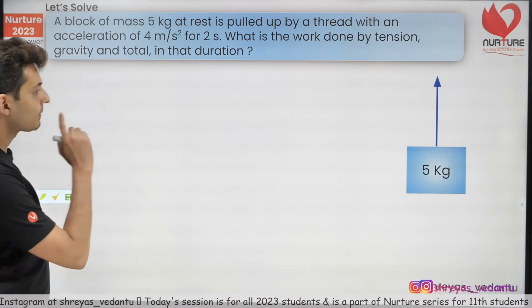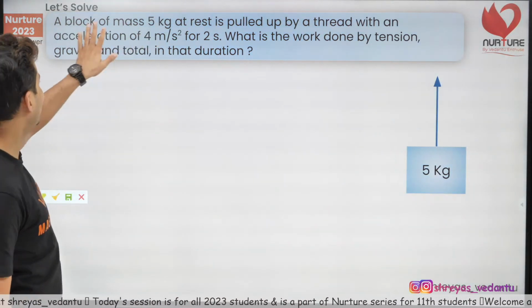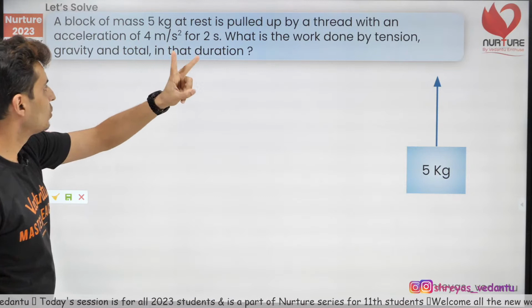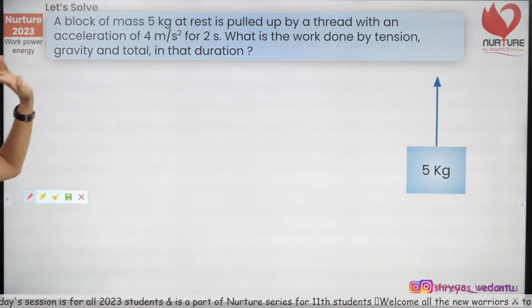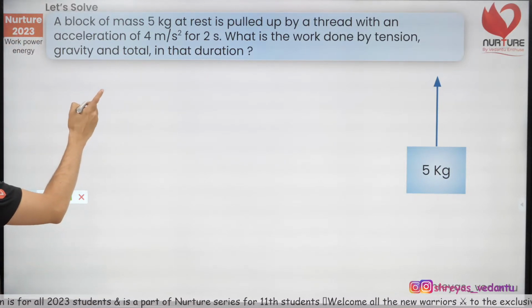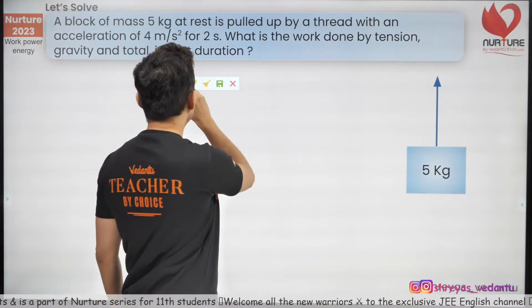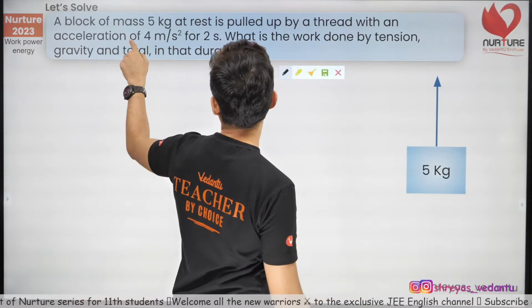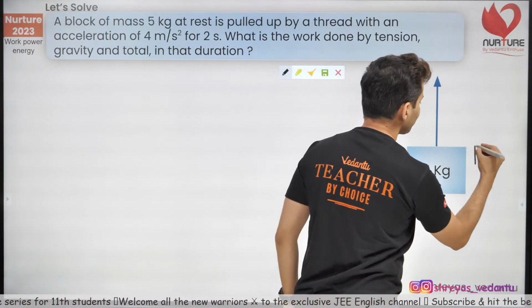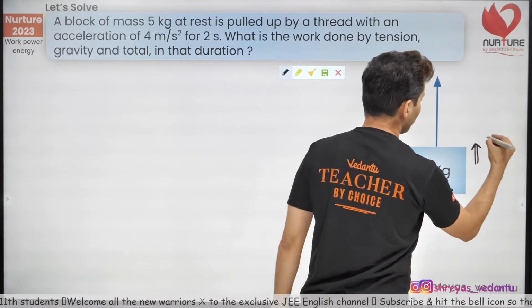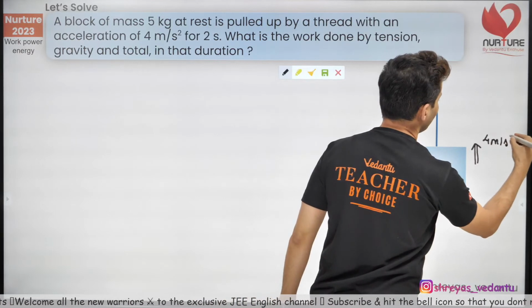Now in this one, there is this mass which is being pulled up by a thread with some acceleration for 2 seconds. What is the work done by tension, gravity and total in that duration? Okay, so first let's mark everything. It is accelerating up with how much? 4 meters per second square.